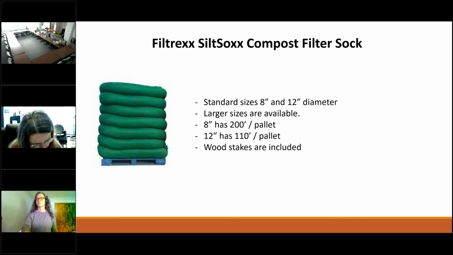Which leads me into our next option to silt fence, the compost filter sock. We're really starting to see this type of product take off. Typically, we're seeing this in an 8 and 12 inch diameter product. Larger sizes are available. I think they can make them all the way up to about a 36 inch diameter. When you get into those larger diameters, typically the socks are filled on site, and the mulch is blown in place in the sock.